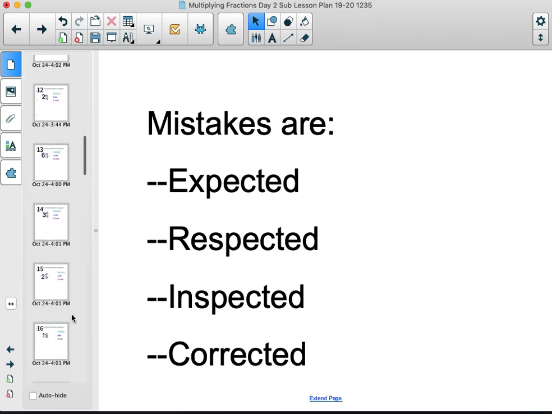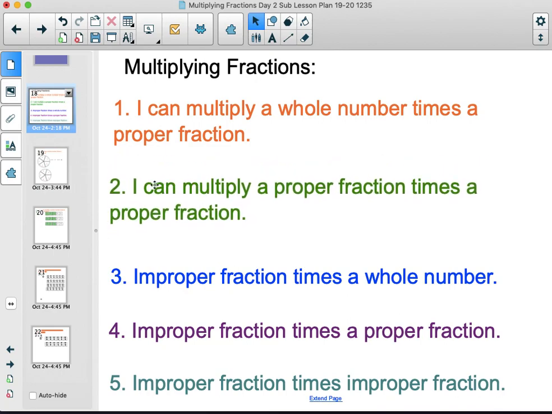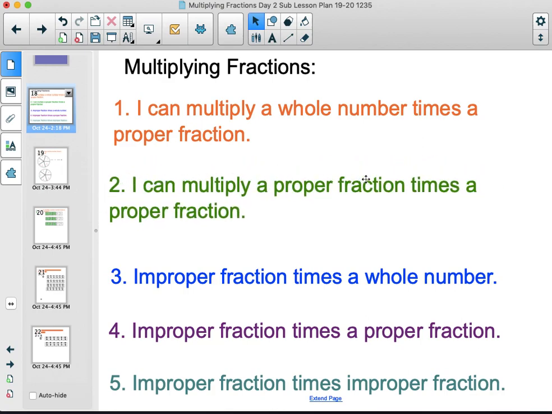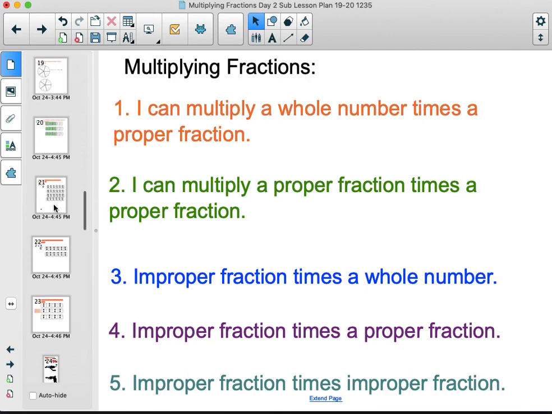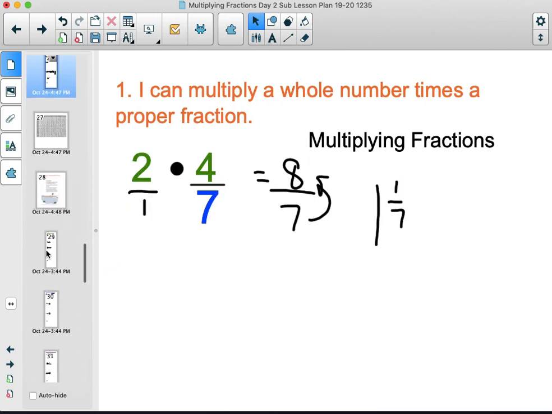So the lesson's going to be broken down into some different goals today. The first goal we're going to talk about is the green goal, which is I can multiply a proper fraction times a proper fraction, this one in green. What I need you to do is write down this goal in green. Pause the video now, write down the goal, and then unpause the video and continue watching. I will be checking your notes when I come back, so I'm expecting all of these to be written down. So let's go to goal 2, which is I can multiply a proper fraction times a proper fraction. So goal 2, I believe, is right here.